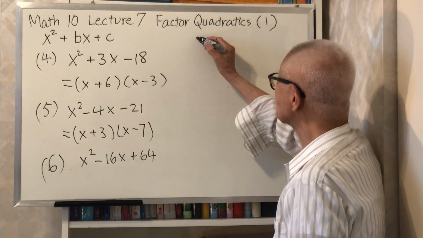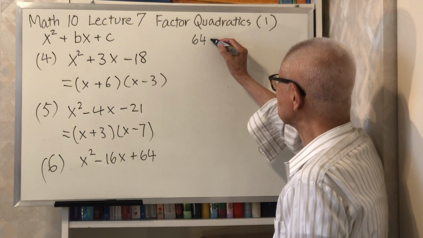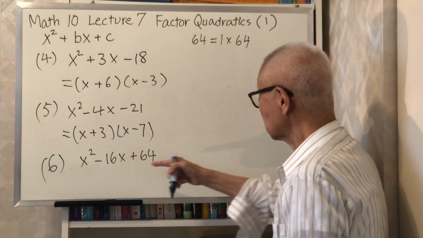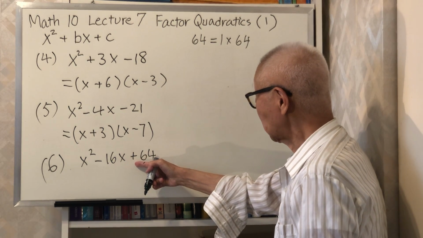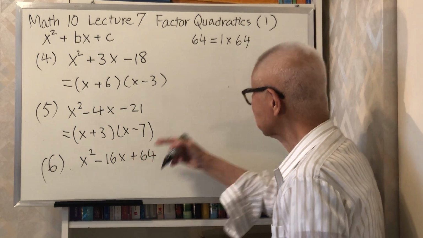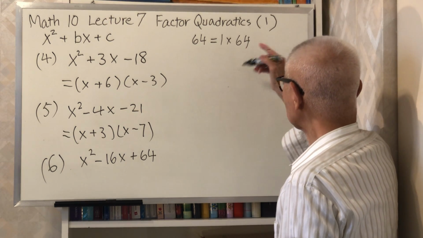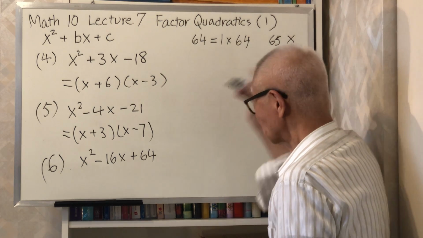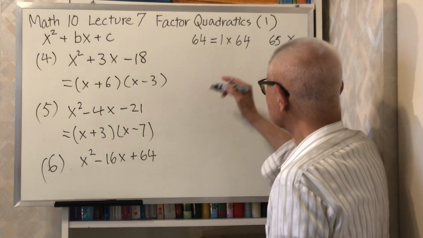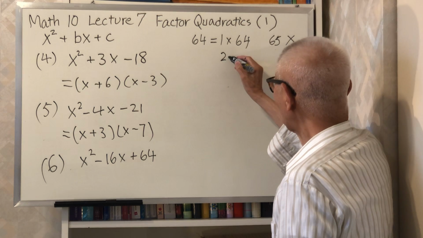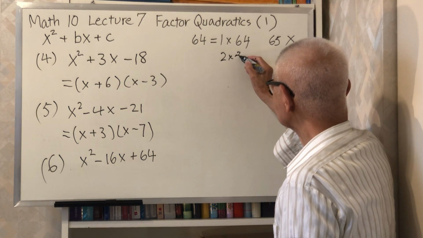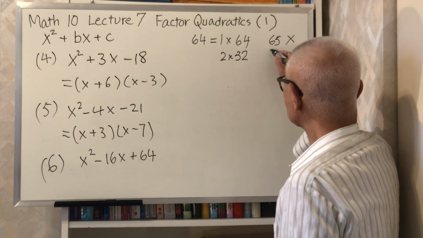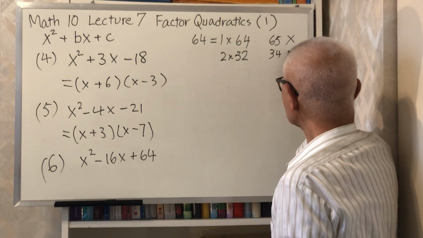Sixty-four. 64 is 1 times 64. I want to add them together. So, add them together, 65. Not right, because I want 16. 2 times 32. So add them together, 34. Not right.